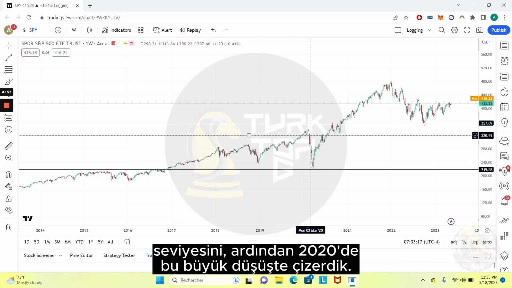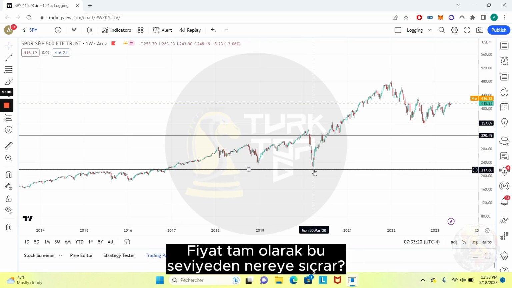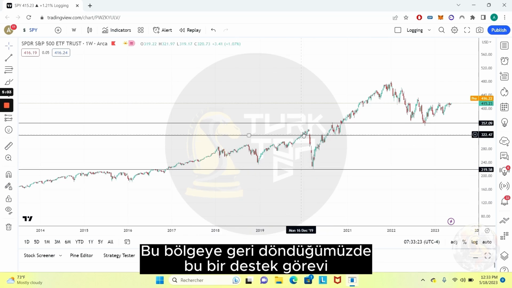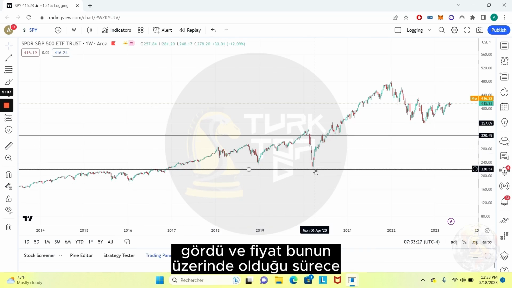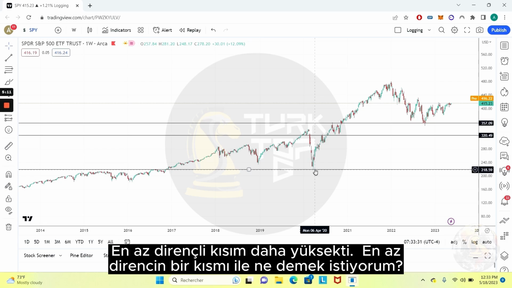Then in 2020, in this major drop, where does price bounce from? This exact level. So when we came back to this zone, this acted as a support. And as long as price was above it, the path of least resistance was higher.